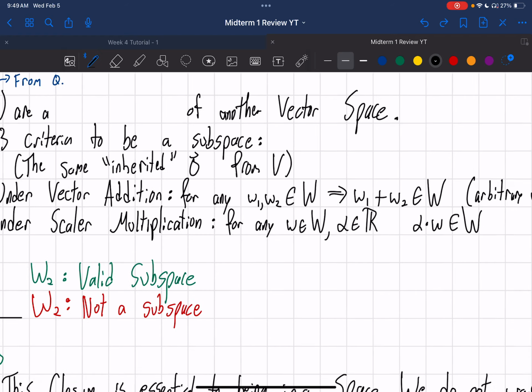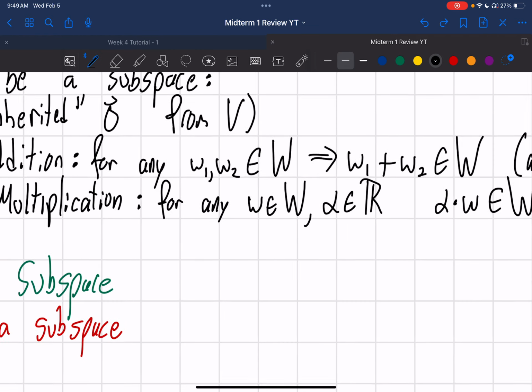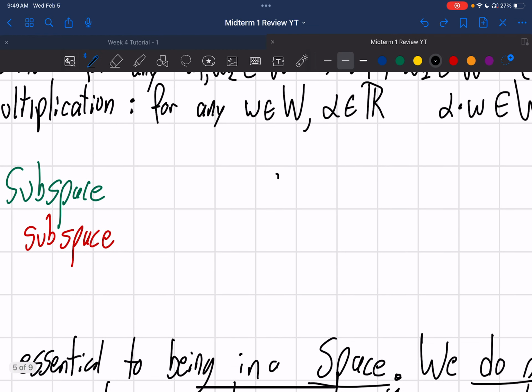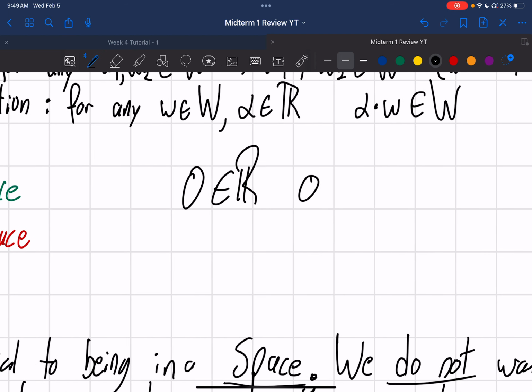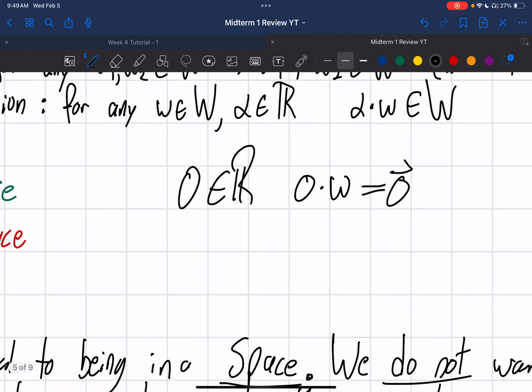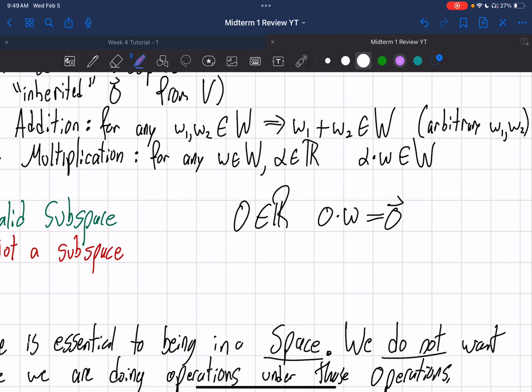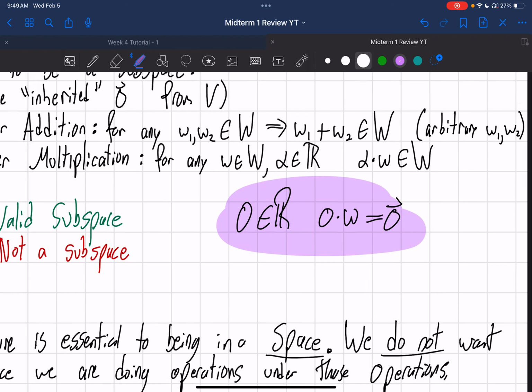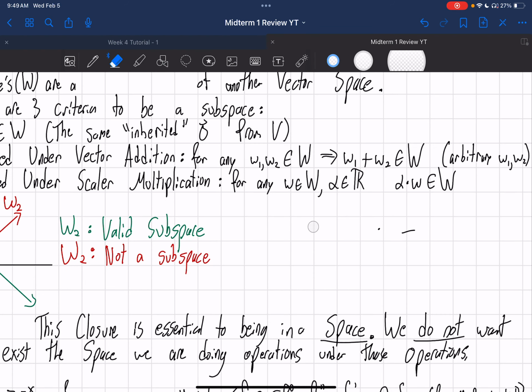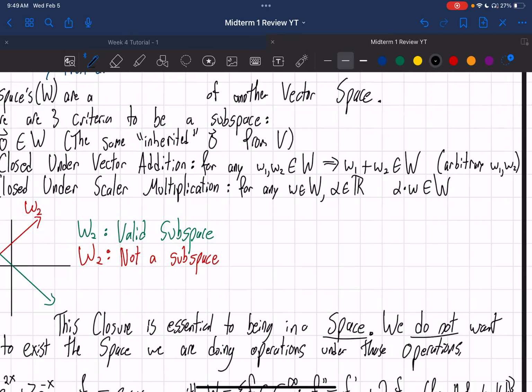Now this also shows a bit of the intuition on why we need the 0 vector, because 0 is simply an element of the real numbers. And we also have this relation where 0 times a vector should be equal to the 0 vector. So if we don't have the scalar multiplication closure, we certainly do not have the 0 vector, and we also can't do any of the operations that we would normally do.